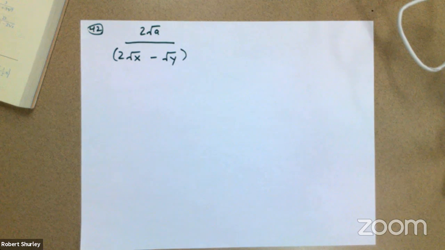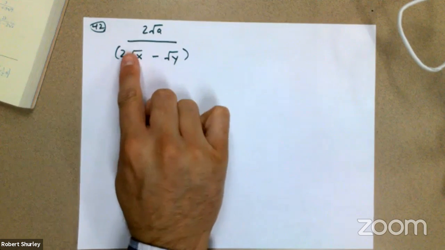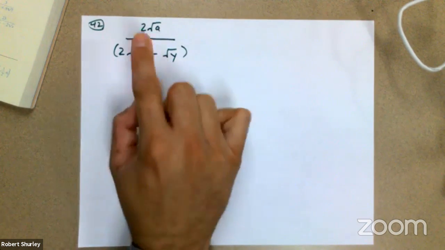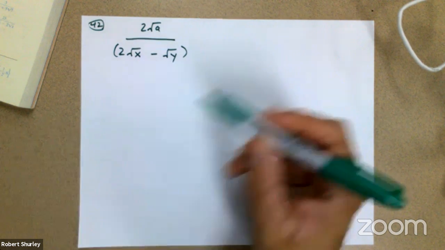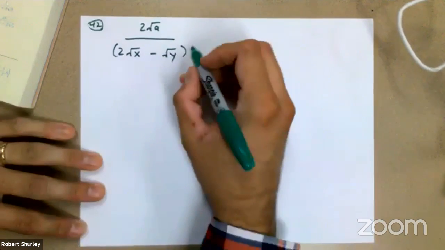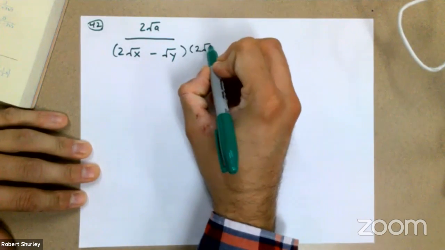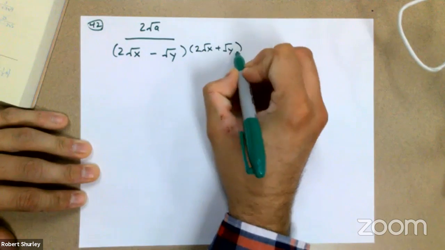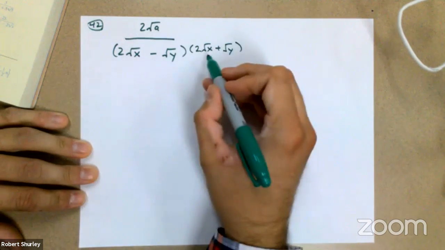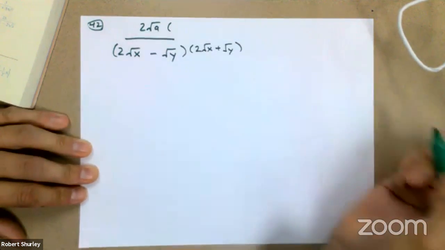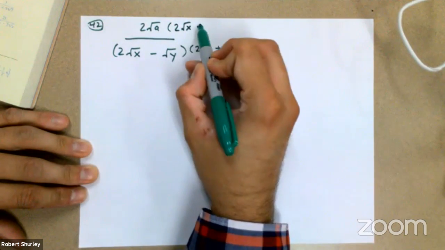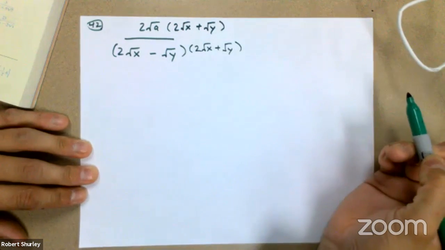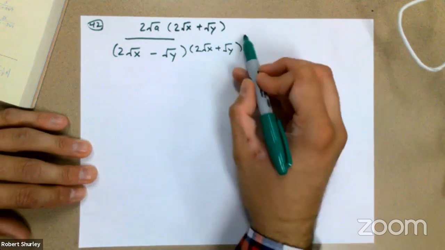Now, again, don't be fooled. Don't cancel the 2's out here because we have a third term, and 2 doesn't divide evenly into everything. So again, we're going to do the same thing we've been doing so far. We're going to multiply by 2 square root of x plus the square root of y, right? So if this was a minus b, this is going to be a plus b. And whatever we multiplied in that denominator, we have to multiply in the numerator.